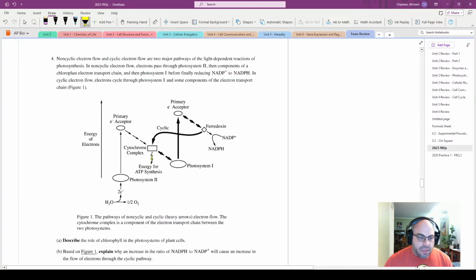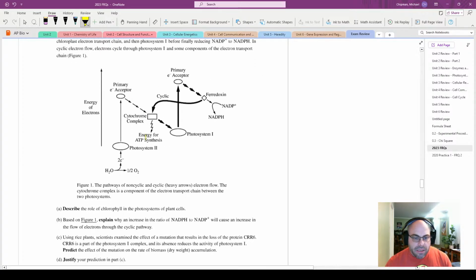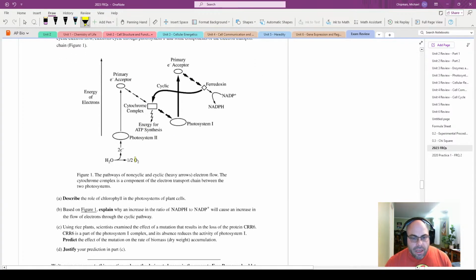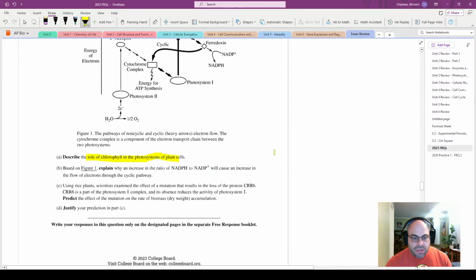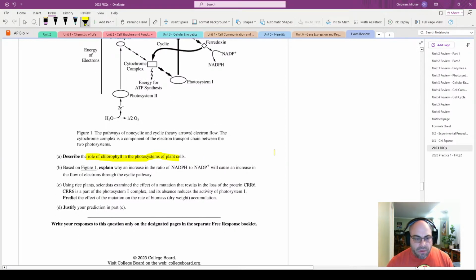This was one of those things that when teachers saw this question, they were like, "Oh no, we haven't been teaching non-cyclic, or we haven't been teaching cyclic electron flow, and do we need to go back and teach it?" No, because you should be able to see this picture and kind of discern what's going on, right? And again, this is a 10-minute question. Describe the role of chlorophyll in photosystems and plant cells. You don't need any of this to do that.